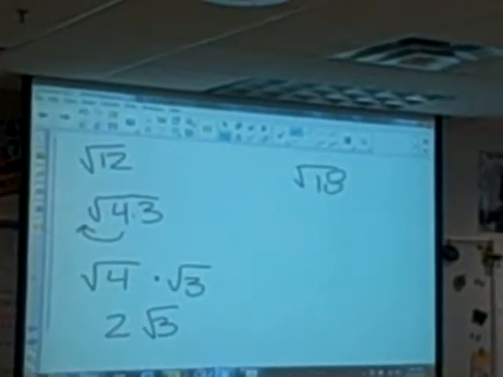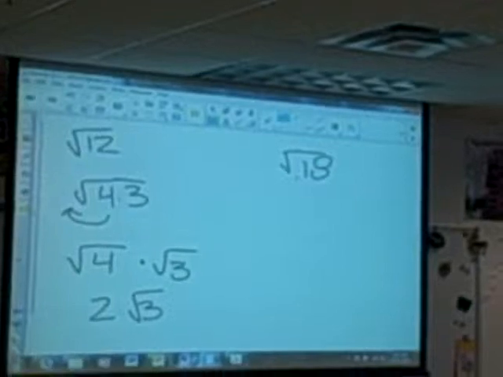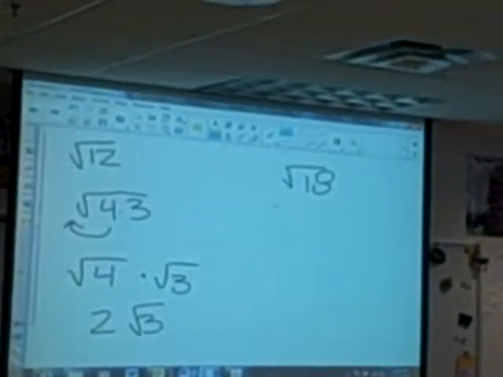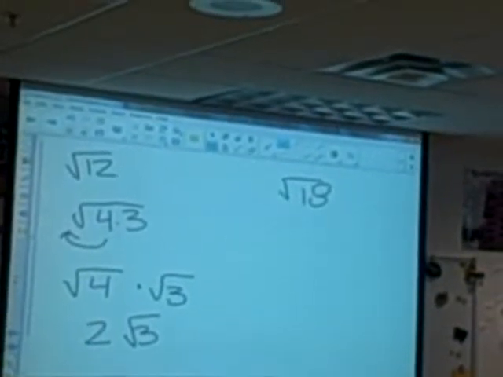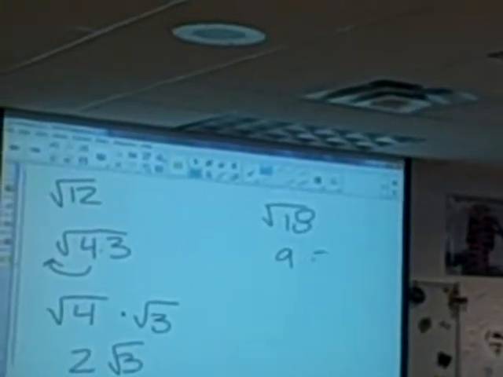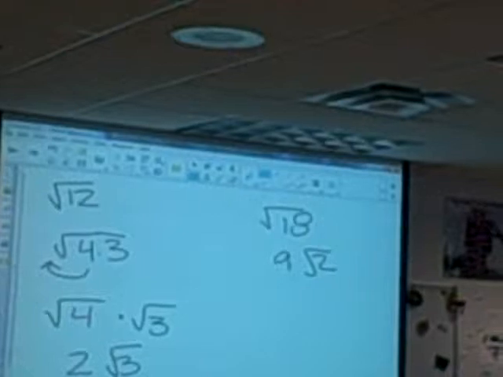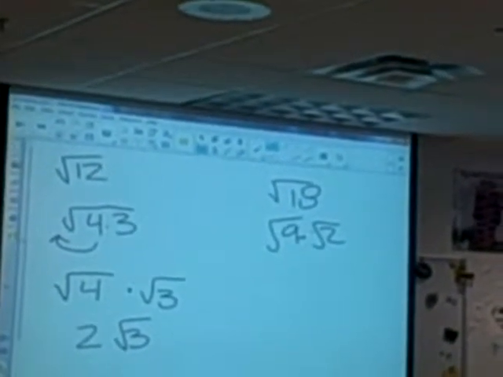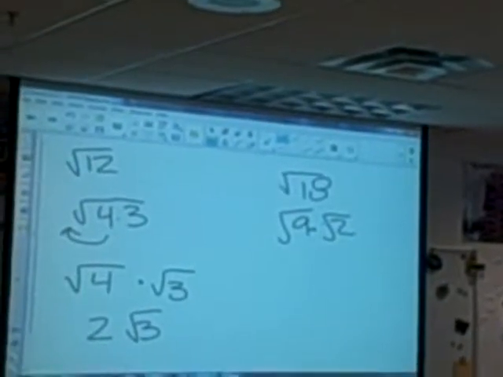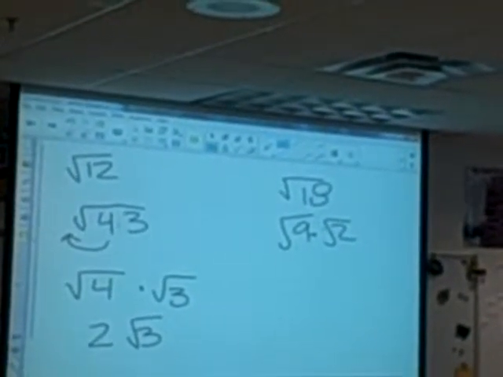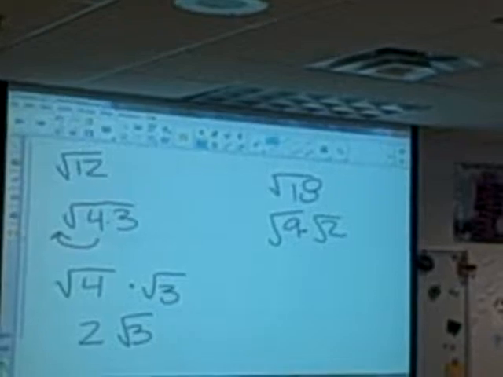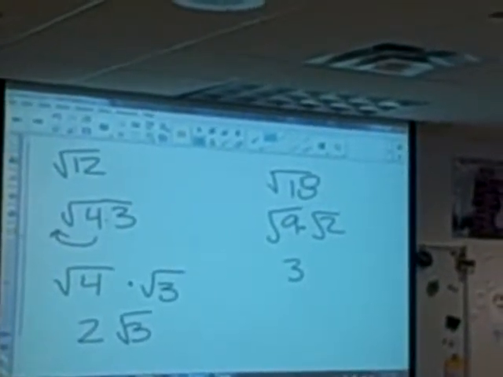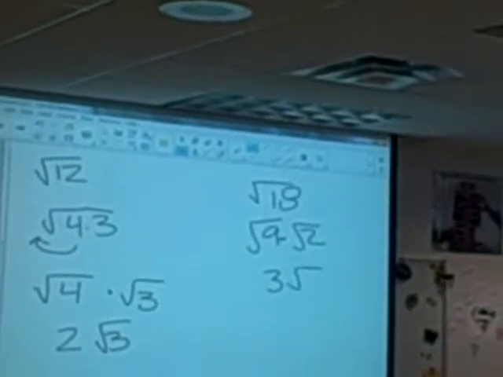There we go. What factors can go into 18 that can be square rooted? 6 and 3. 9 and 2. Okay, 9 and 2. So we'll have 9 times 2, and we'll do the square root of 9 times the square root of 2. Now that they're broken up, can the square root of 9 be taken? Yes. And can the square root of 2 be taken easily? No. Okay, so bring it down. And now you have 3 square root 2.